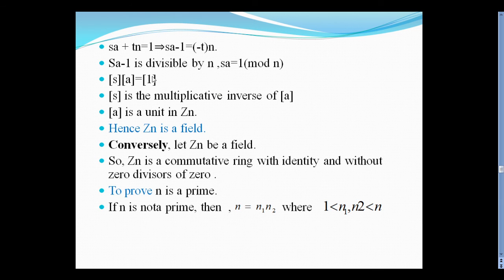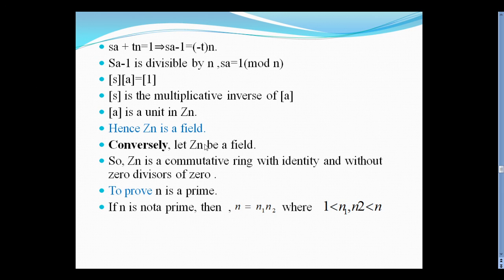Two terms are multiplied and we are getting 1. That means each is the inverse of the other. So s is the multiplicative inverse of a. So a is a unit in Zn. Hence we prove Zn is a field.